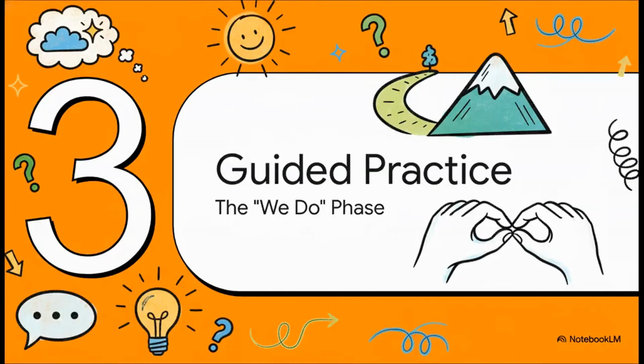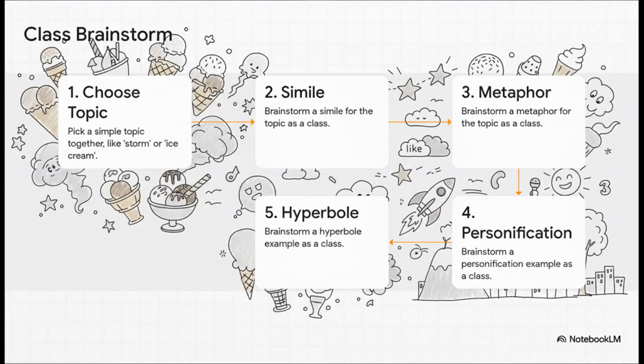Okay, so we've done our part with the direct modeling. Now it's time to bring the students in for some collaborative work. Let's look at the we do phase. This is such a great activity for whole class practice. You just pick a simple fun topic, something everybody gets, like ice cream. And then, together as a class, you brainstorm one example for each type of figurative language. It's so low stakes, super supportive, and gets everyone's brains working.